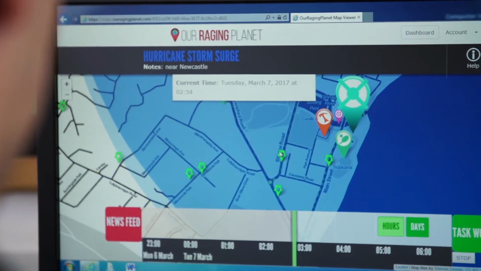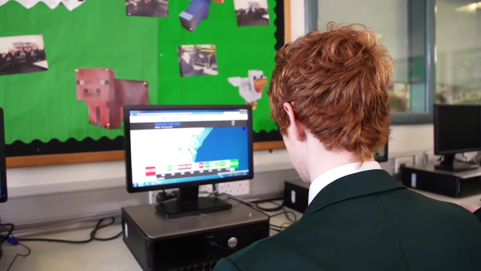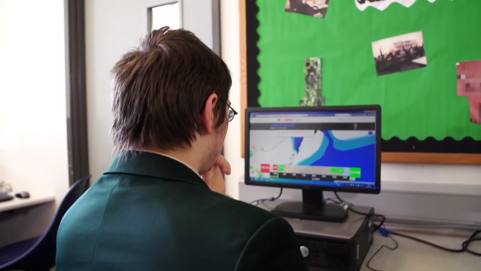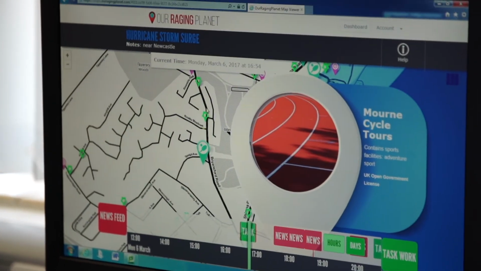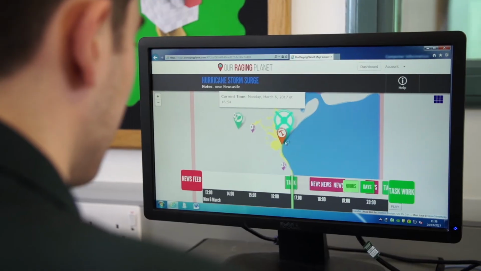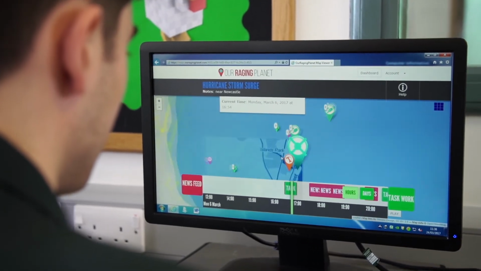The Raging Planet takes us into the space of geography and environmental technology as well. So it encourages learners to explore how data can influence that curriculum area or influence industries in that area. It also encourages learners to problem solve. How do you deal with environmental or disasters within a particular region, and to really understand how their community would react.